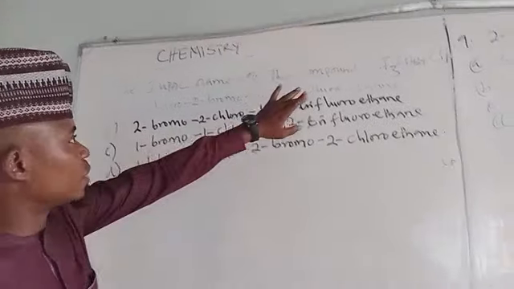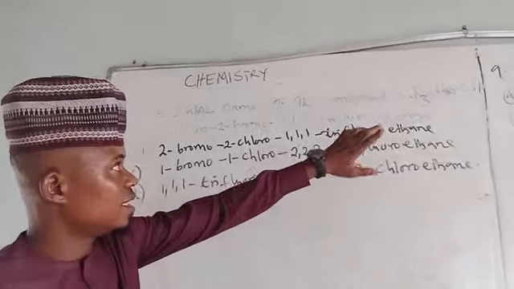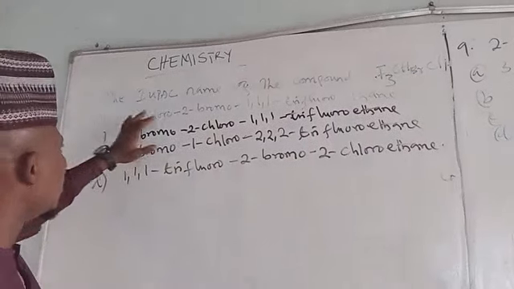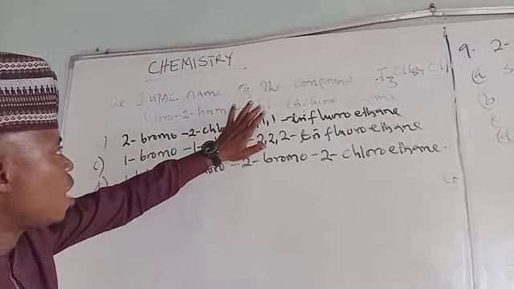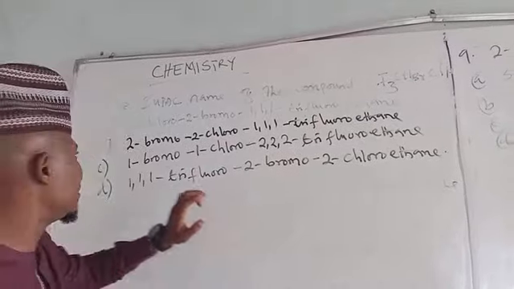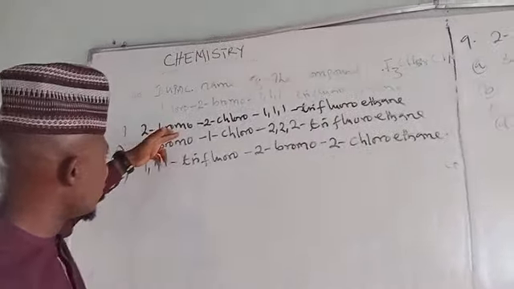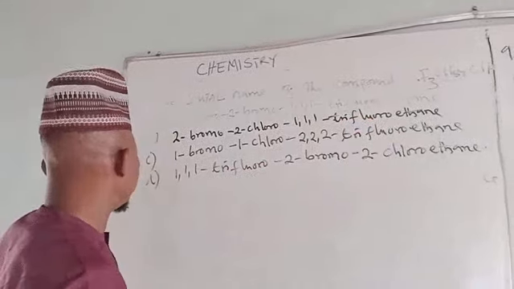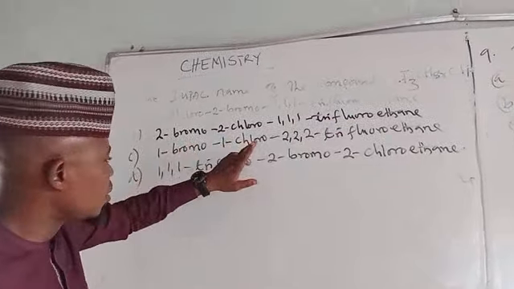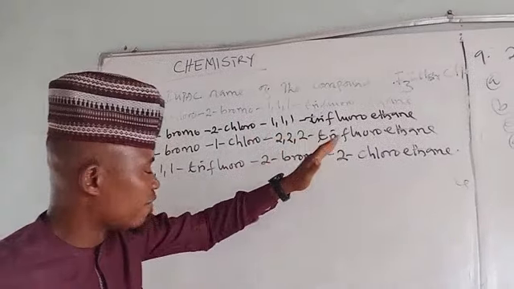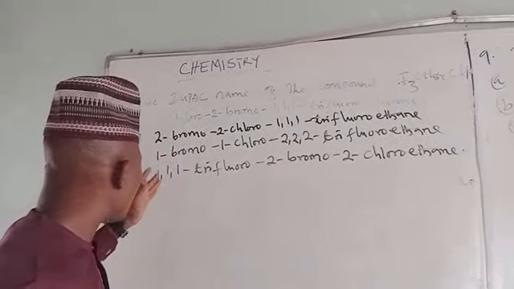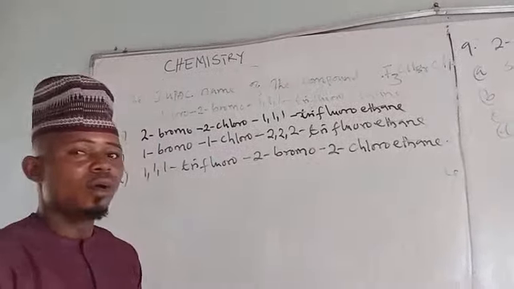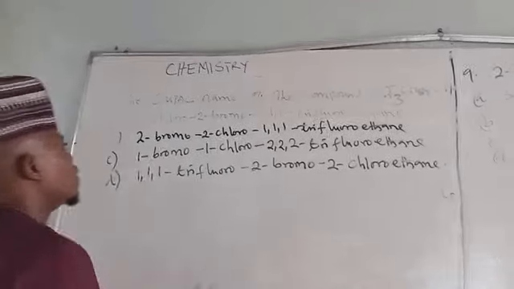The IUPAC name of the compound CF3CHBrCl is: A. 2-chloro-2-bromo-1,1,1-trifluoroethane. B. 2-bromo-2-chloro-1,1,1-trifluoroethane. C. 1-bromo-1-chloro-2,2,2-trifluoroethane. D. 1,1,1-trifluoro-2-bromo-2-chloroethane. For you to be able to answer this question, what do you do?